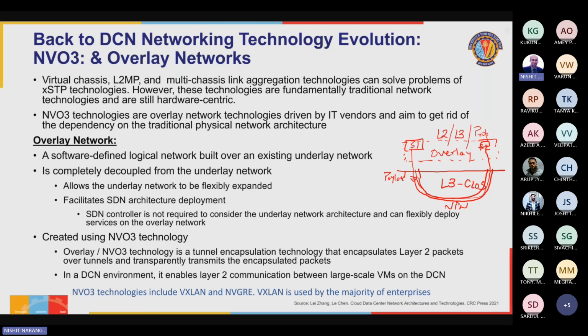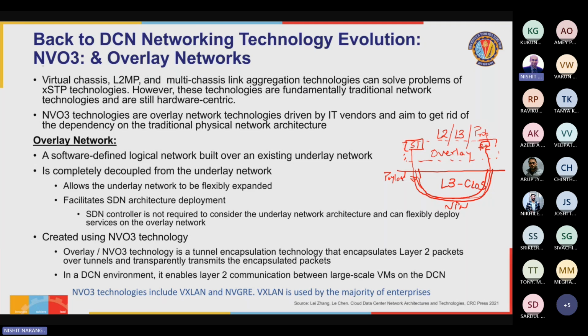The overlay network can follow its own routing protocol. It can be built using L2. It could be an L2 network, an L3 network, a proprietary networking technology. But as soon as you use tunneling to carry its traffic over an underlay network, I can create an overlay network which is completely disjoint from the underlay network. Okay? So that's where the term NVO3 comes in.